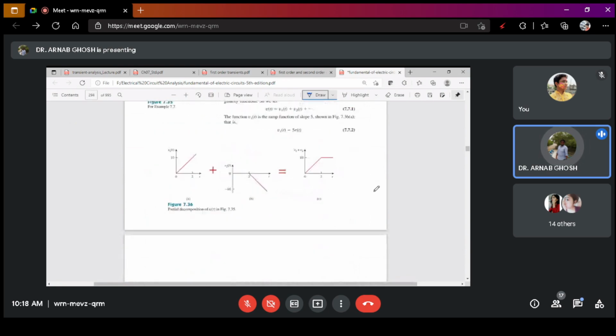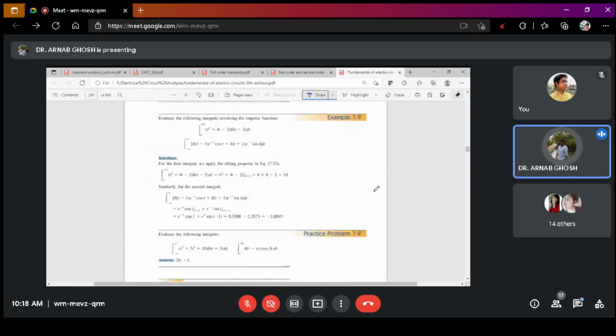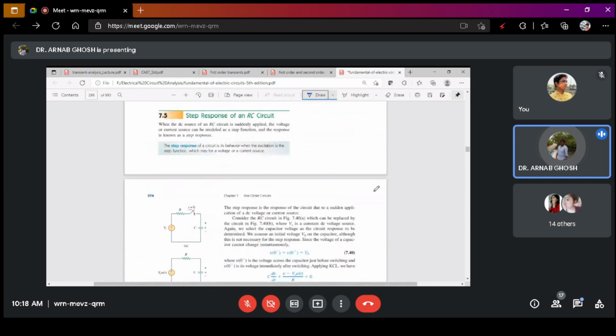Let me scroll down to the step response part. When I am talking about the step response of an RC circuit, I am talking about a fixed voltage source. This is the fixed voltage source that we have introduced into the circuit, and it is a constant DC voltage source. We will also talk a bit about what happens if it is an AC voltage source, but for now, let's focus on a constant DC voltage source.